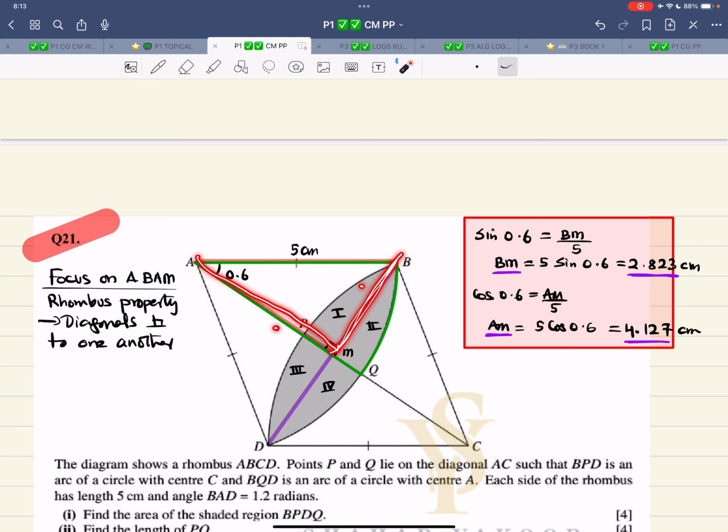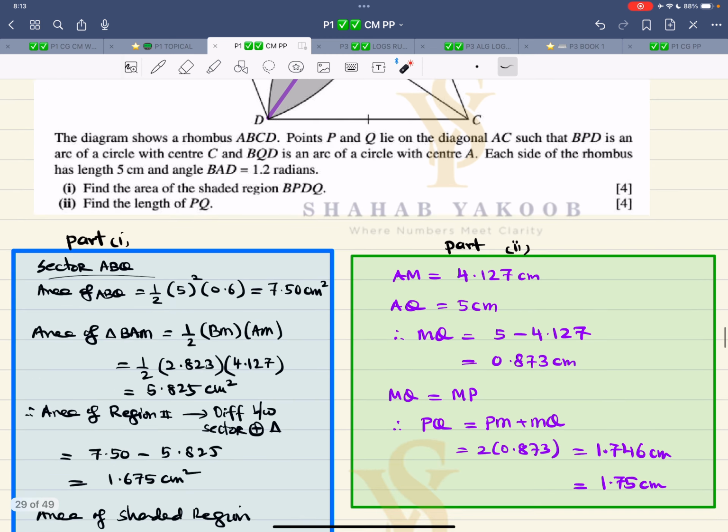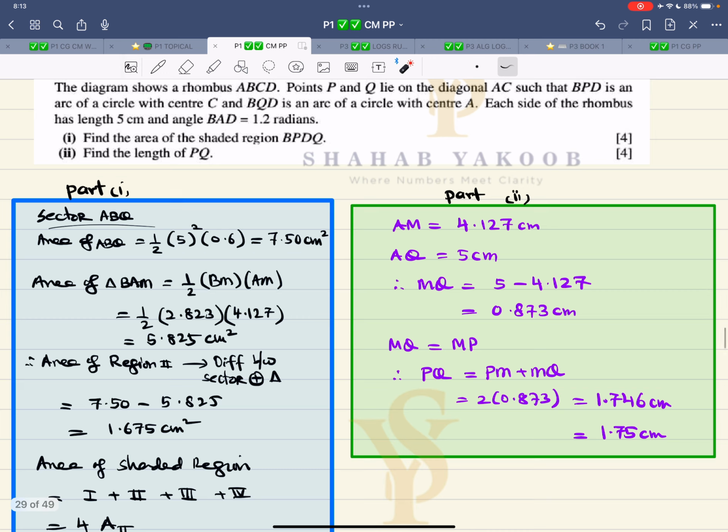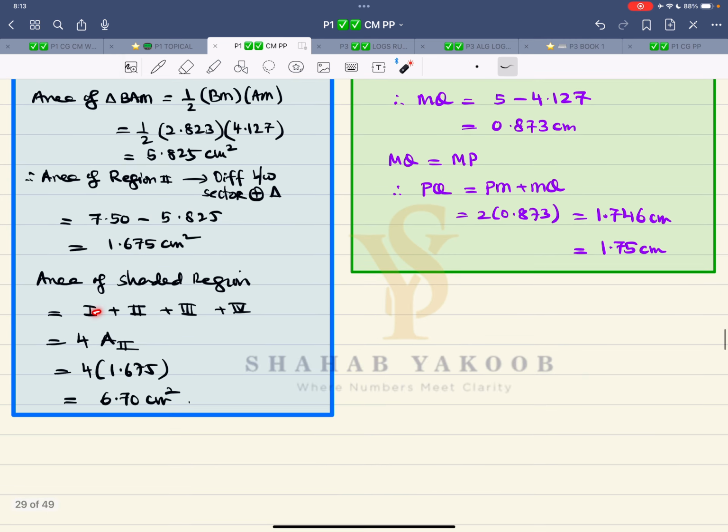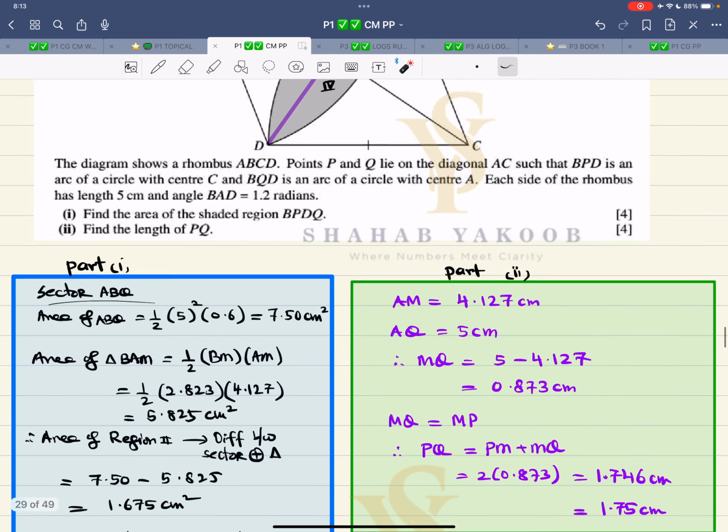That is the height, that's the base. That's the height, that's the base. That's the working over here. Area of region 2, it's the difference between the sector and the triangle. Common sense, use it. It's the big one, it's the small one, subtract, you get this answer. All these 4 areas are the same, 4 times this, that is the answer and that is a perfect answer.